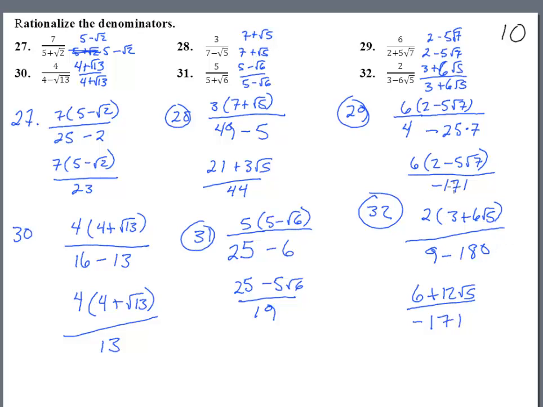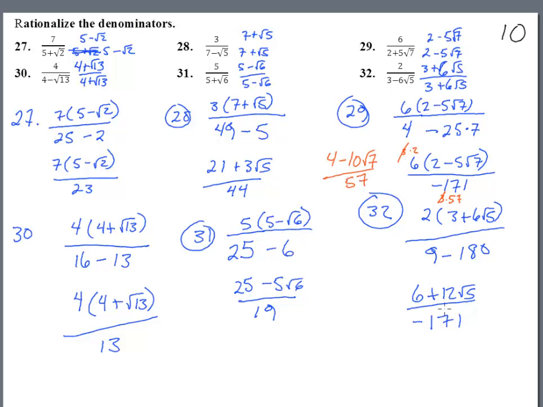There may be some simplification that can happen on some of these. Most of these are okay. 23 doesn't simplify. Here you could factor a 3 out, nothing cancels here. But here, this has a 6. This 171, this is 3 times 57. So let me write this out as we simplify these. This is 3 times 57, and this is 3 times 2. So that 3 could cancel. And we actually get 4 minus 10 square roots of 7 over 57.